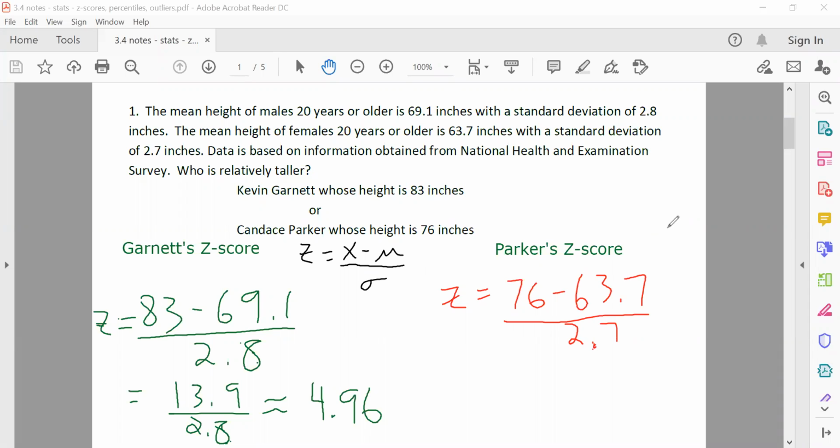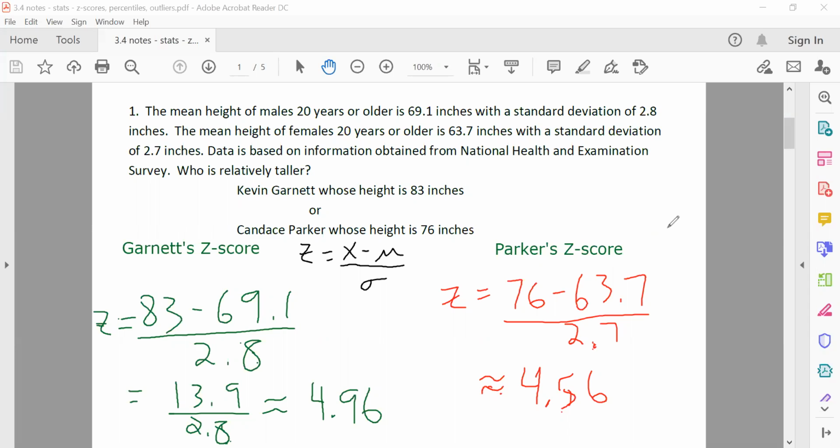And you're going to see that while Candace Parker is still incredibly tall, I mean, for anyone, 6'4" is a very tall person. No doubt, as Gwen Stefani would say. Her z-score, if you round it to 2 decimal points, comes out to 4.56.